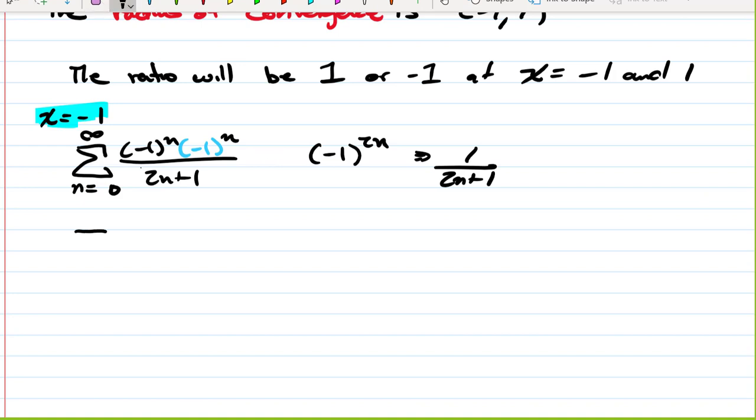So that gives us that our series is going to become the sum from n equals 0 to infinity of 1 over 2n plus 1. So let's do limit comparison.